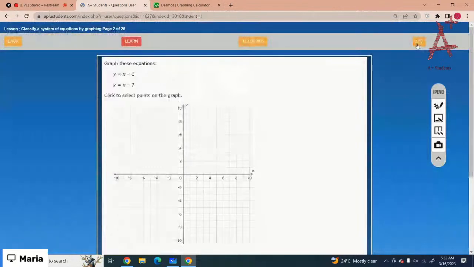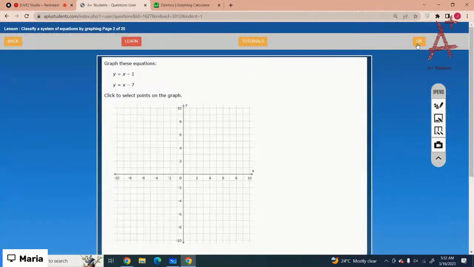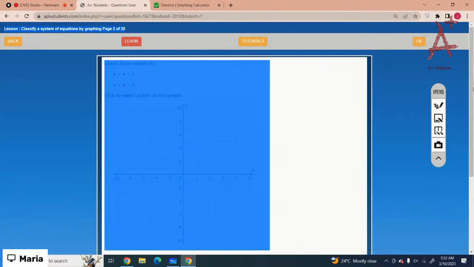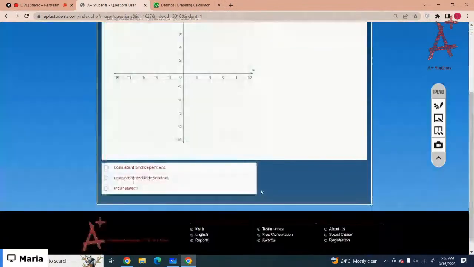The next equation is y equals x minus 1 and y equals x minus 7. Both the equations have the same slope. Got it? When both the equations have the same slope, that means the system has no solution. So the system is inconsistent. Got it?